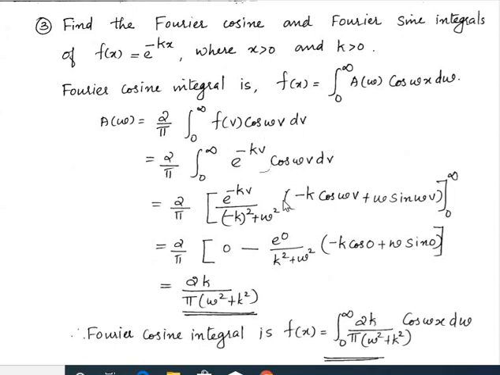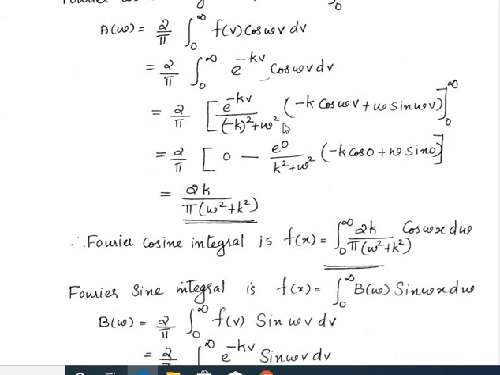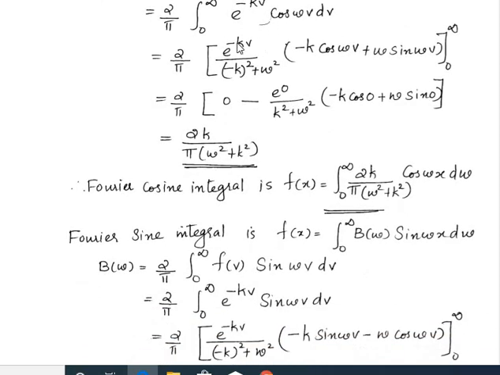And by the reduction formula, we can write the integral value as e raised to minus kv by k square plus omega square, into minus k cos omega v plus omega sin omega v, within limits 0 to infinity. This reduction formula was written earlier in the above problem. Applying the upper limit infinity, e raised to minus infinity becomes 0. Applying the lower limit 0, it becomes e raised to 0 by k square plus omega square, into minus k cos 0 plus omega sin 0. Sin 0 is 0 and cos 0 is 1, so with the minus and minus, it is k by k square plus omega square.